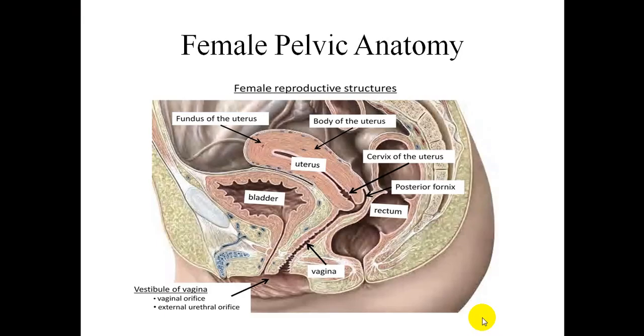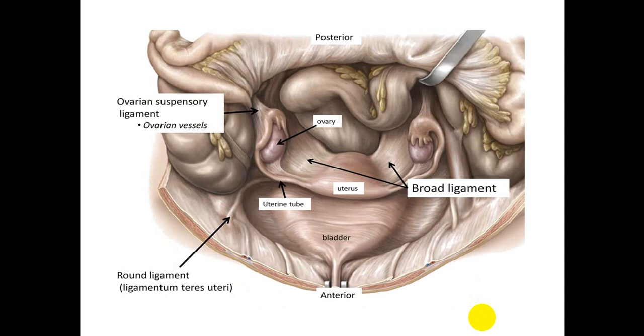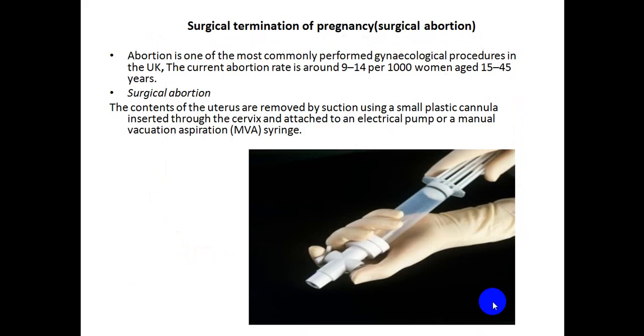First of all, we know the female pelvic anatomy and pelvic organs related to the other organs in the pelvis. This slide reveals the ligaments that attach the uterus to the pelvic organs and support the uterus and prevent prolapse.